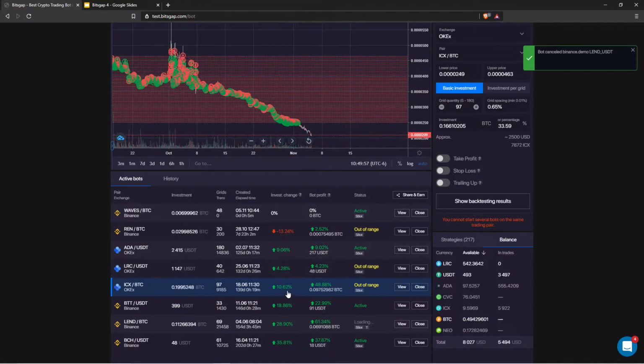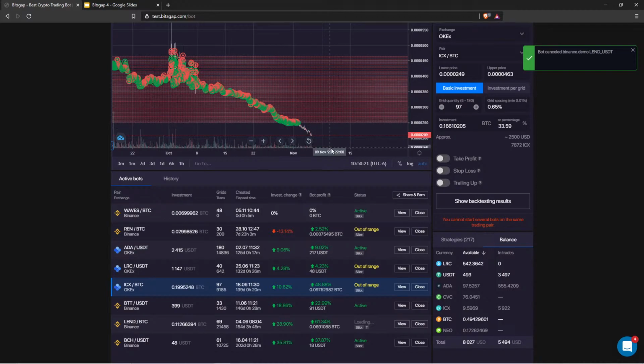So that's why my investment change is lower than the bot profit, because I am affected by this falling market here. And in this case, the bot profit generated here offsets the negative value change of the falling market, because otherwise, without the bot, my investment change would not be 10%. It would be somewhere in the negative zone.